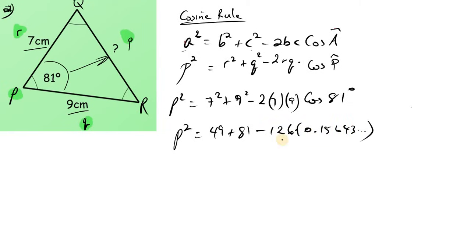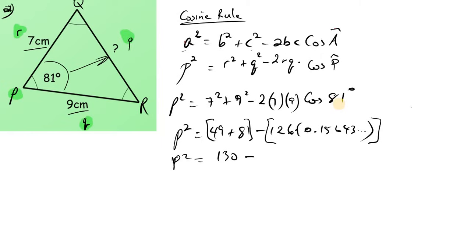0.15643, etc. Right? Now again, you want to ensure that you multiply these terms, so you're working out these two parts separately. So P squared is equal to what? 49 plus 81. That gives us 130. Always do multiplication together before you add or subtract. So that's 126 times cosine 81, or you can just say 0 point whatever. But I can just multiply this part in my calculator. 2 times 7 times 9 times cosine 81. I think that will give us a little bit more accuracy than writing down everything.